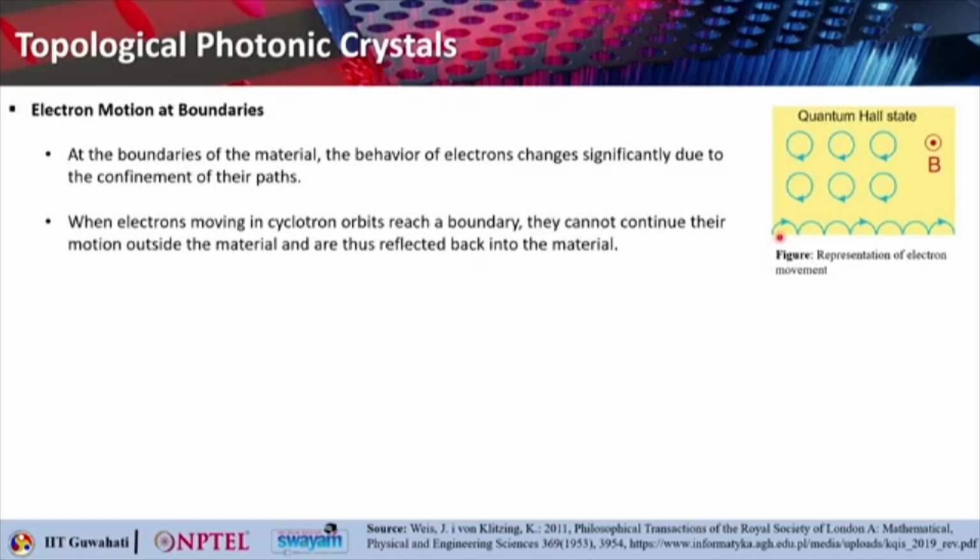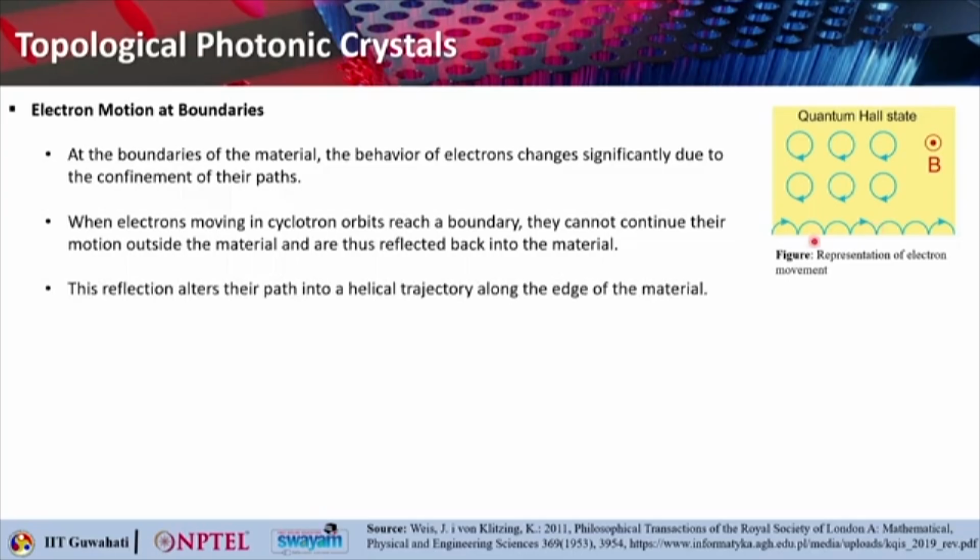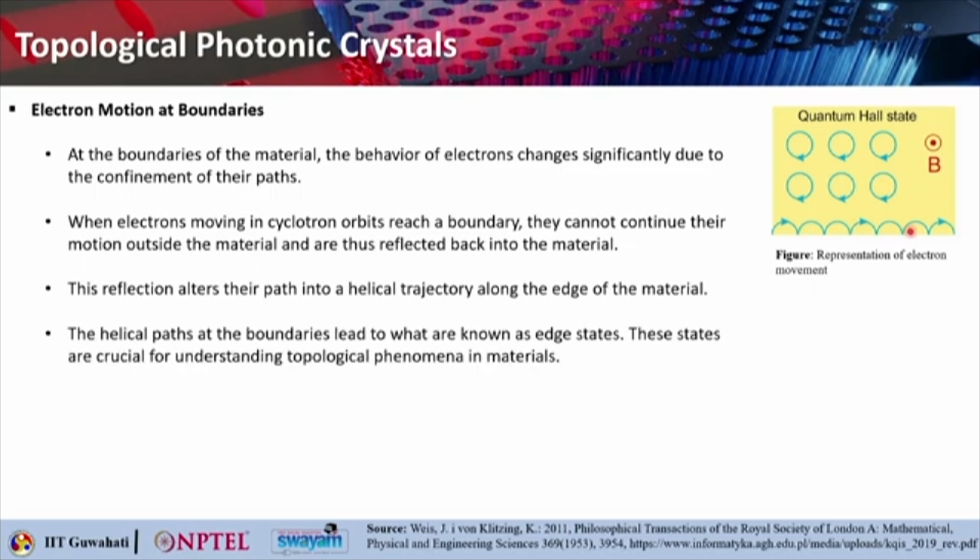Fine. Now, what happens to the electrons at the boundaries? At the boundary of the material, the behavior of the electrons changes significantly because their path is confined. Okay? So, when the electron moving in the cyclotron orbit reaches a boundary, it cannot continue its motion outside the material because there is no material there, rather it reflects back and it continues like this. So, this reflection basically alters their path from a circular trajectory to a helical trajectory along the edge of the material.